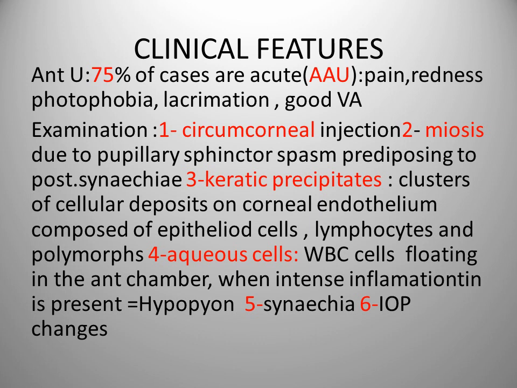Number 6, IOP changes. The intraocular pressure could be high, it could be normal, or it could be low, according to the state of inflammation, the site of inflammation, and the type of inflammation. If we have inflammation specifically hitting the trabeculum, which we call trabeculitis, this will lead to shooting up of the intraocular pressure, because occlusion will occur in the trabeculum.